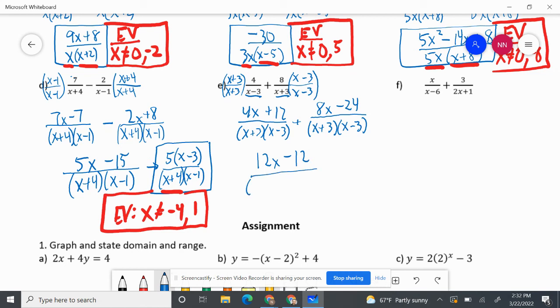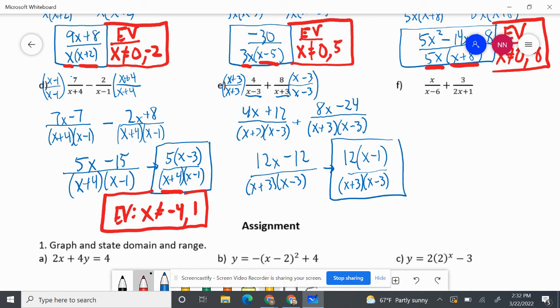Once again, our denominators are the same, so we keep them the same, x plus 3 and x minus 3. We see they have a 12 in common, so we factor out a 12, and we get an x minus 1. Still, we see nothing cancels, so we just leave it, x plus 3 and x minus 3. Once again, excluded values, we're trying to figure out what gives us 0 for the denominator. And when we're looking at this, x cannot equal negative 3 and 3.